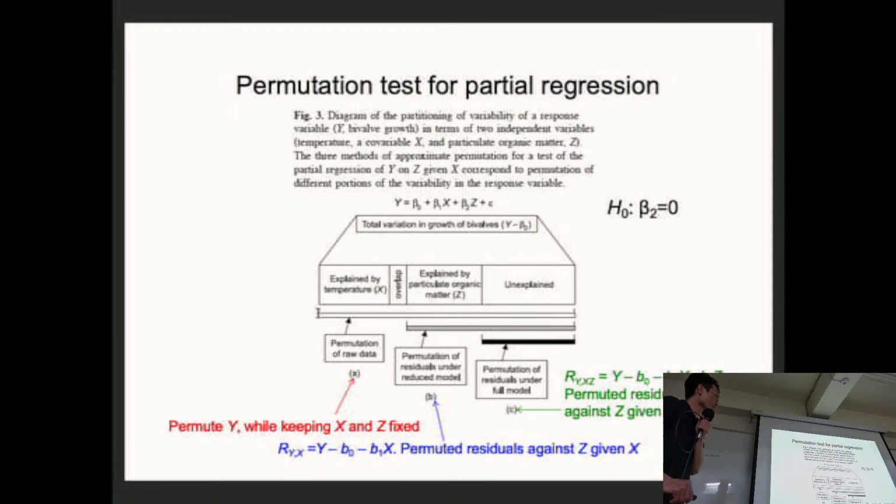So there are three possible ways to do the hypothesis test. A very simple way is to permute Y and keep X and Z fixed, because we believe Z conditional on X, according to our knowledge. So we keep X and Z, and we randomly shuffle only Y. That is called a permutation of raw data. Again, the null hypothesis is that beta 2 is equal to 0. This is the simplest way, to permute only one.